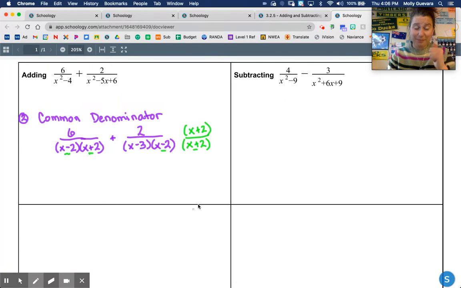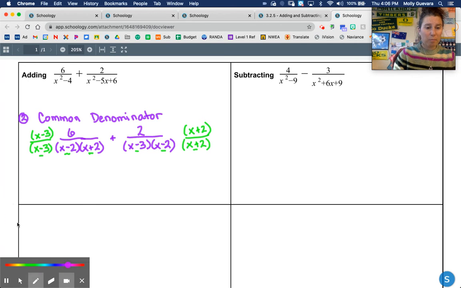And that's good. And then over here on the right, I have an x minus 3, but I don't have one over here. So again, I'm going to have to multiply in an x minus 3, both to the top and the bottom. So now I have an x minus 3 in both. So now I have a common denominator, right? X minus 3 is in both, x minus 2 is in both, x plus 2 is in both.